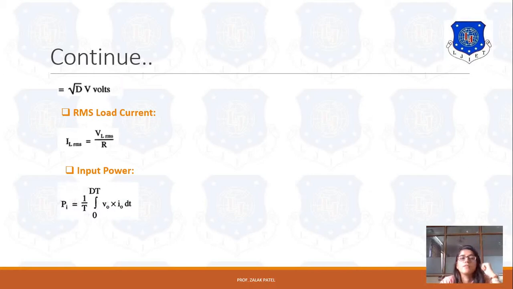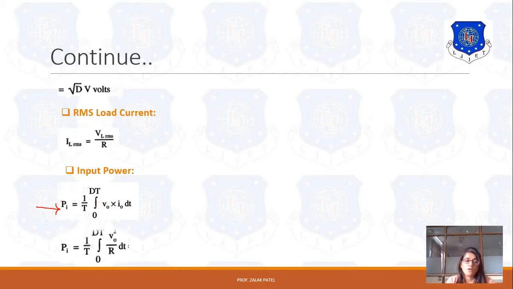Now for the input power. The input power is given by Pi. So Pi is equal to 1 upon T into the integration from 0 to dT of V0 into I0 dt, meaning the integration from 0 to the duty cycle time of V0 into I0 into dt, which is the total power divided by the time period. This gives us the value of the input power. Here there are no losses, that's why the input and output power will be equal if there are no losses across the device.